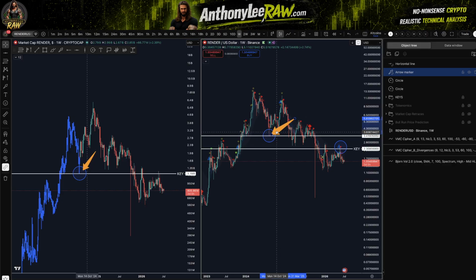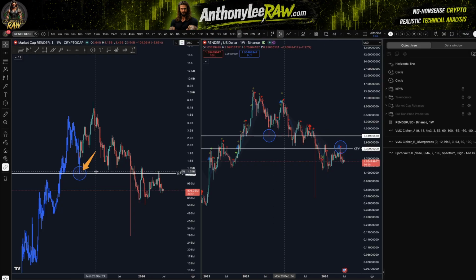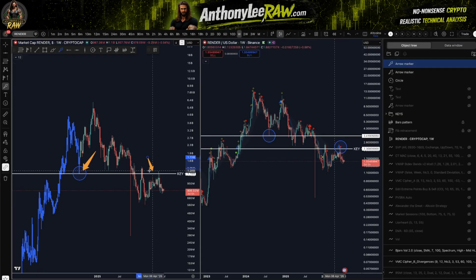How is that? How did it all of a sudden lose it? Did price all of a sudden switch where it was support or resistance? No, it stayed the same. What do you mean it stayed the same? Well, your market cap stayed the same. It is still support and resistance. You can see right here, market cap is still support and resistance.